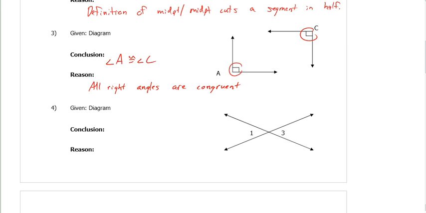Last one. Okay, this one you guys should know. Given that diagram, what do we know about angle 1 and angle 3? Don't tell me that they're intersecting lines. We need more than that. We know angle 1 is congruent to angle 3. The reason we know that is because vertical angles are always congruent. That was actually a test question on the Unit 1 test.